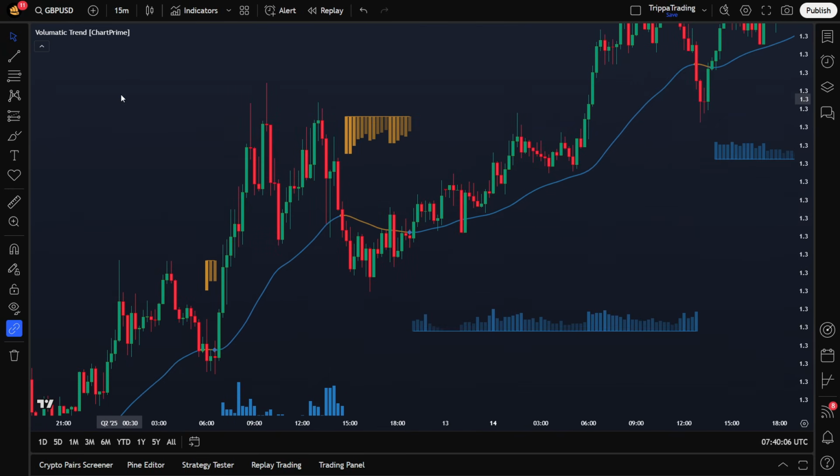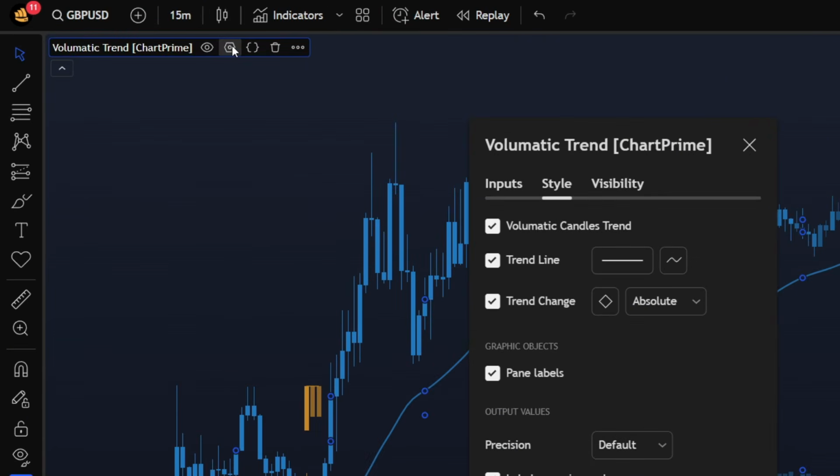Now, let's take a quick look at the customization side of things. When you open the indicator settings, you can do that from here.